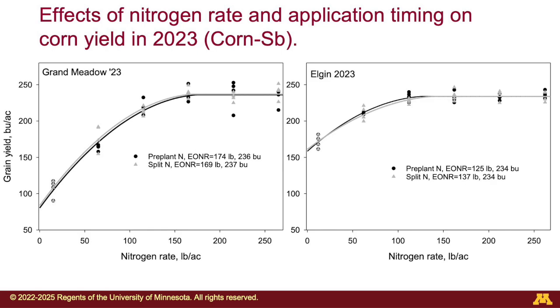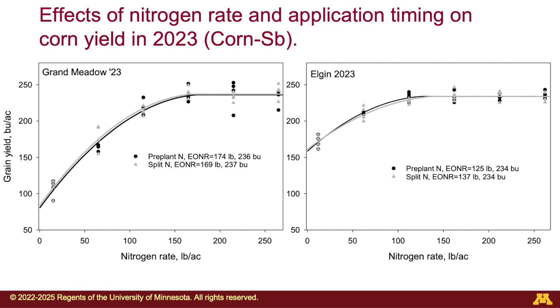Now when we go to 2023, we're back to corn following soybeans. Most of you remember 2023 as being a very, very dry year, correct? So was this a year that we would expect split application to have an advantage over pre-plant if it's going to be a dry growing season throughout? Probably not, and it wasn't.